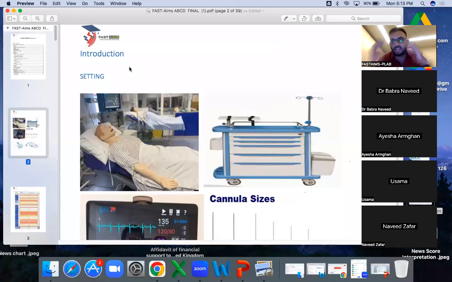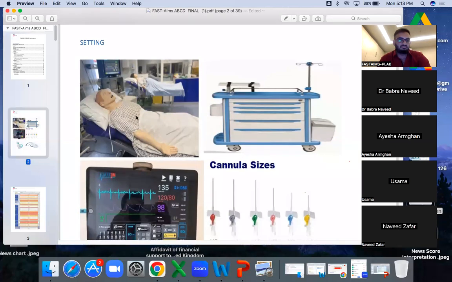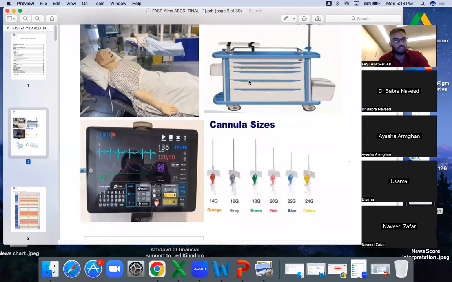First of all, like any other, there are 16 stations. It will be a station like this. This is the SIMMAN, in front of you. This is the crash trolley or emergency trolley. You should know about these things in front of you. And then this is the monitor. On the monitor, you should know where each thing is. For example, this is the heart rate, this is blood pressure, this is oxygen saturation, this is temperature. The same monitor will be there.